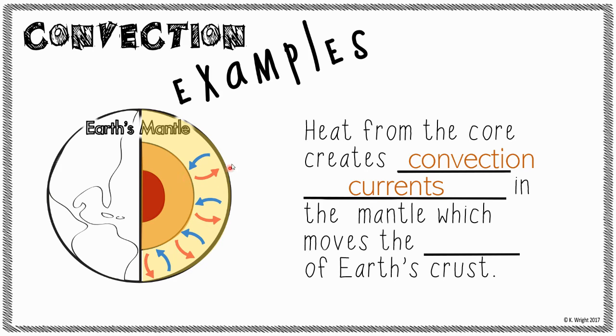So hot rises and then it cools down. That's why it's blue, and it goes back down. And then it heats up and it rises, and then it cools down and it sinks. So that is a convection current. So that convection current in the mantle is what moves the plates of Earth's crust. That's how we get plate movement.